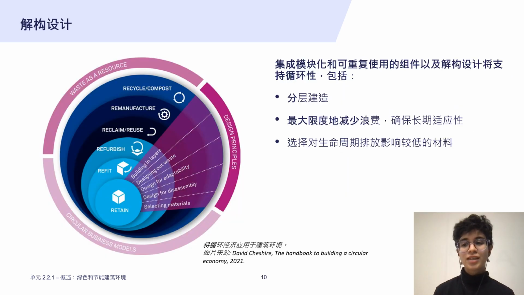Integrating modular and reusable components and designing for deconstruction supports circularity. Designing for circularity includes building in layers, minimizing waste, and ensuring adaptability over time, and selecting materials with lower life cycle emissions impact.